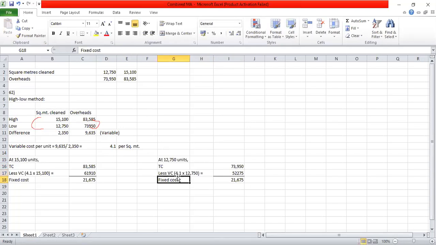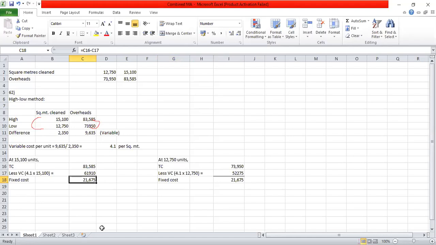So when we deduct the variable cost, we get the fixed cost. At any activity level, the total fixed cost would be the same. So at any activity level selected, when we separate the variable component, we get the fixed cost, and it would be the same at any activity level. That's the main point there.